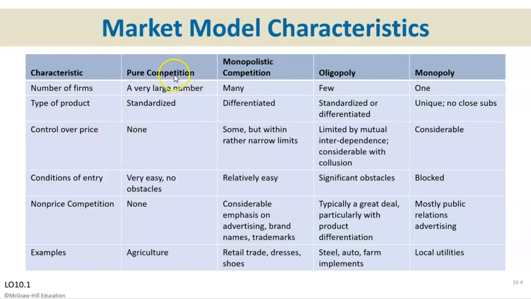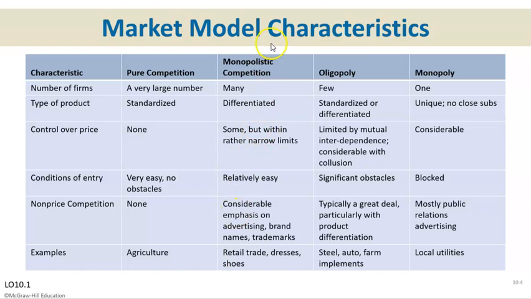So in pure competition, we have very many both buyers and sellers. The product that's offered in pure competition is standardized. That means it's the same product. All of the firms are selling the same product. Pure competition has no control over price. It has very easy entry and exit, so it's very easy for a new firm to pop up in this type of industry. We won't see any other type of competition besides price. And some examples would be agriculture. Also, milk and eggs would fall into this category as well.